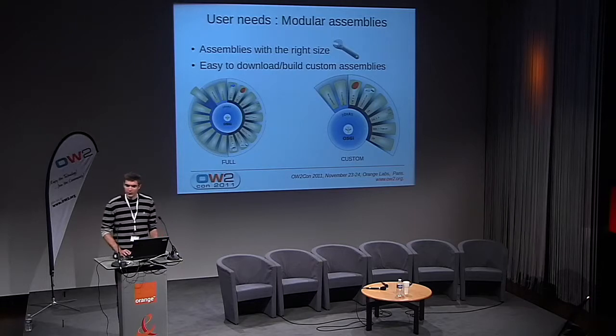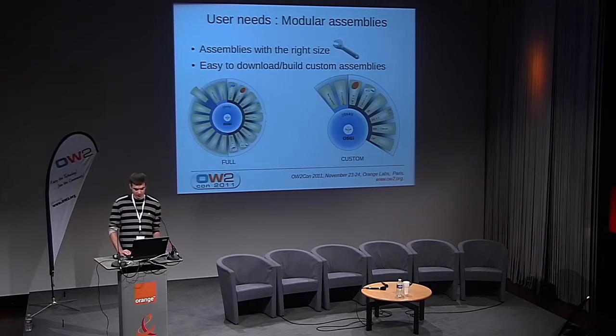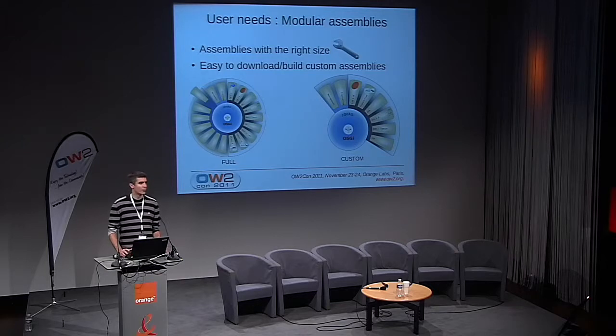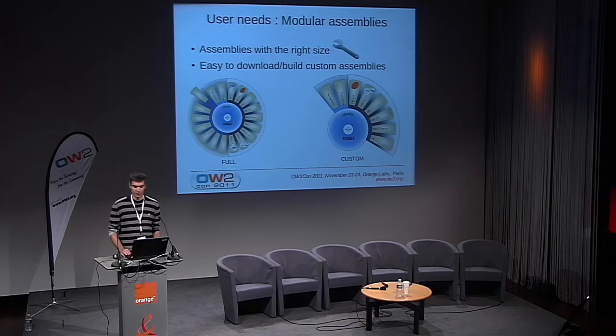So the user wants assemblies with the right size, and they want it to be easy to download and build these custom assemblies. For example, on the left, you can see the full assembly of JOnAS, and sometimes users want to select only a subpart of all the JOnAS services that are available.